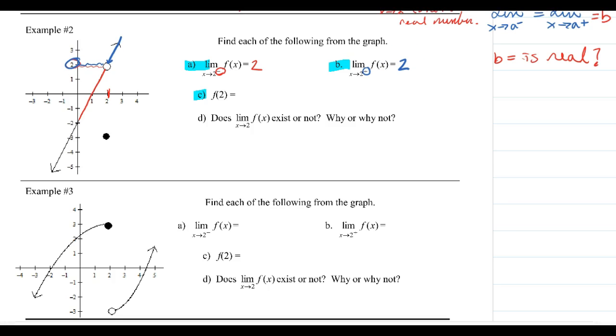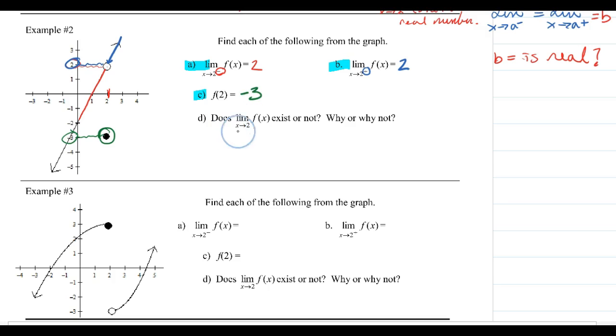Now, for the value of my function, that's where does my function exist at 2? Where is it solid? It's not solid here. This hollow means it does not exist here. That is an undefined point. But I do find that my function is defined down here with the solid dot. And this dot's value is -3. So the value of my function is -3.